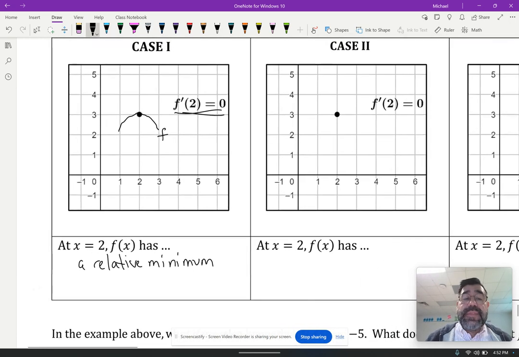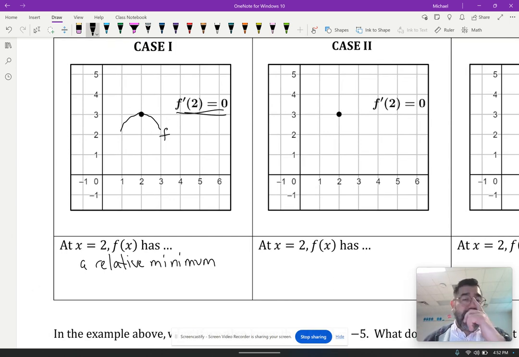Or same starting point. I have a point at x equals 2, and I know that f prime of 2 is equal to 0. What else could it look like? Well, it could look like this. And this is the graph of f. And f prime of 2, the slope of the tangent line at 2, is 0. So I could have something like this.